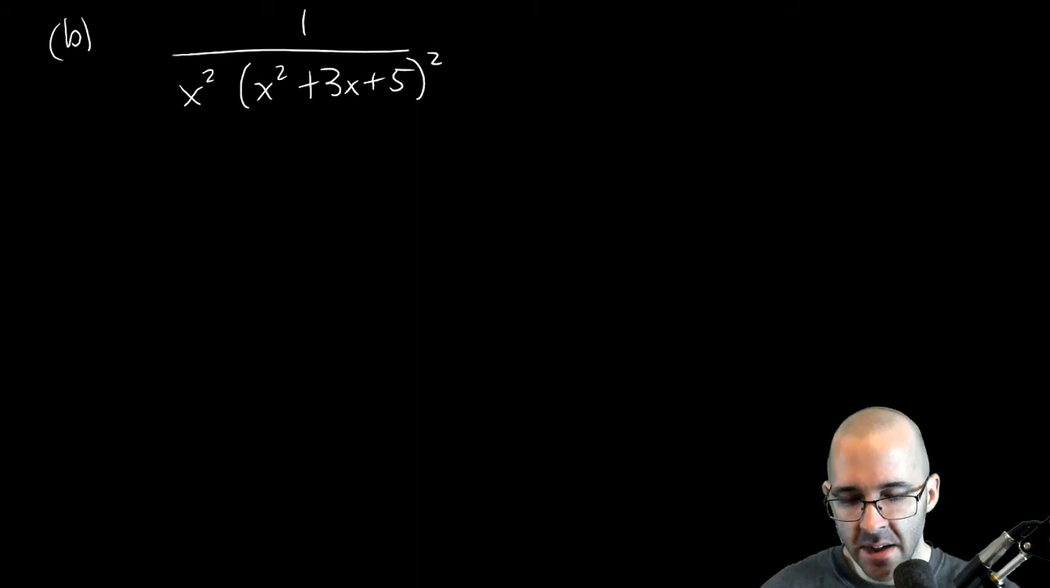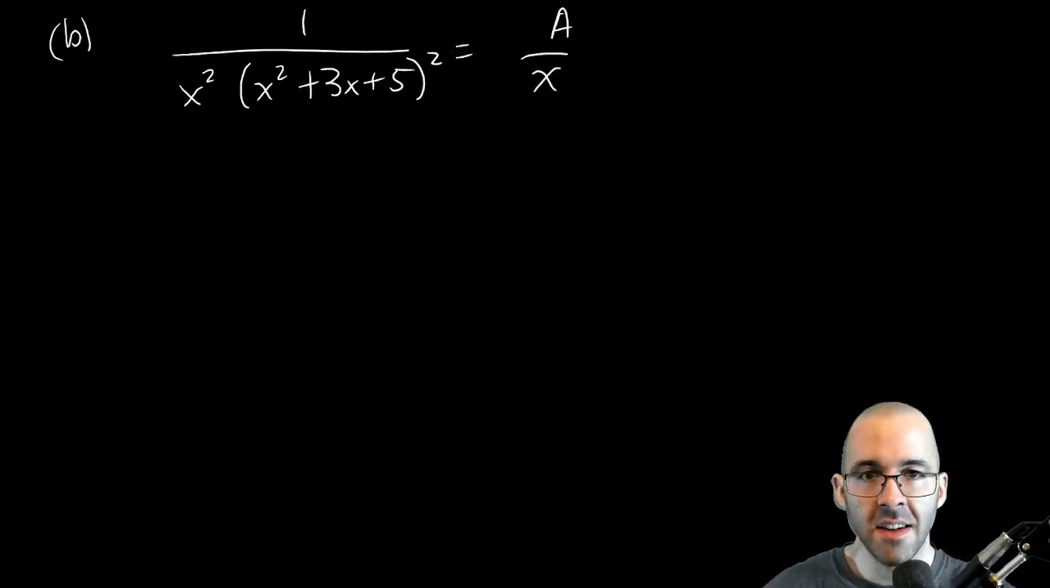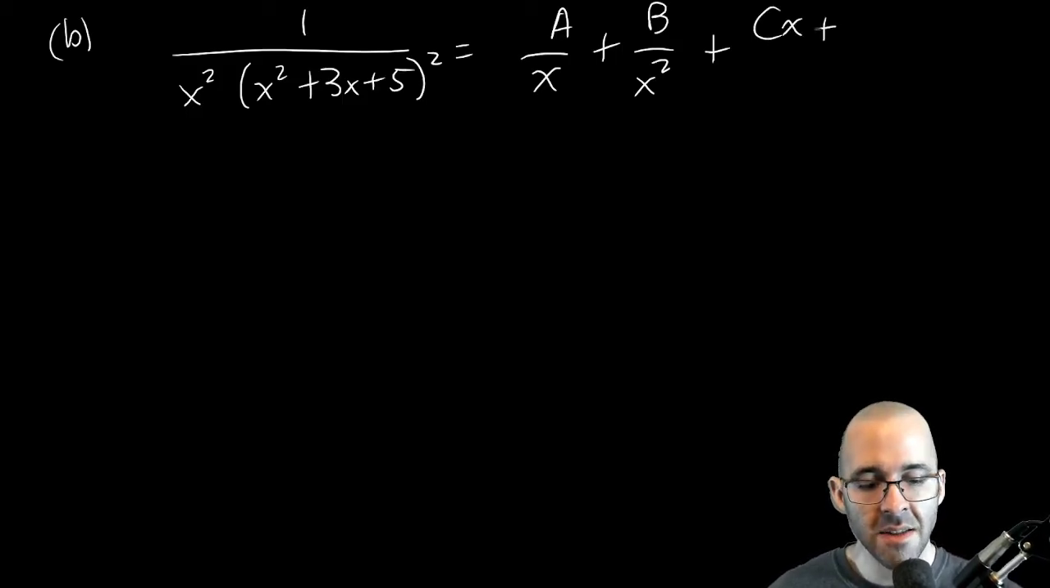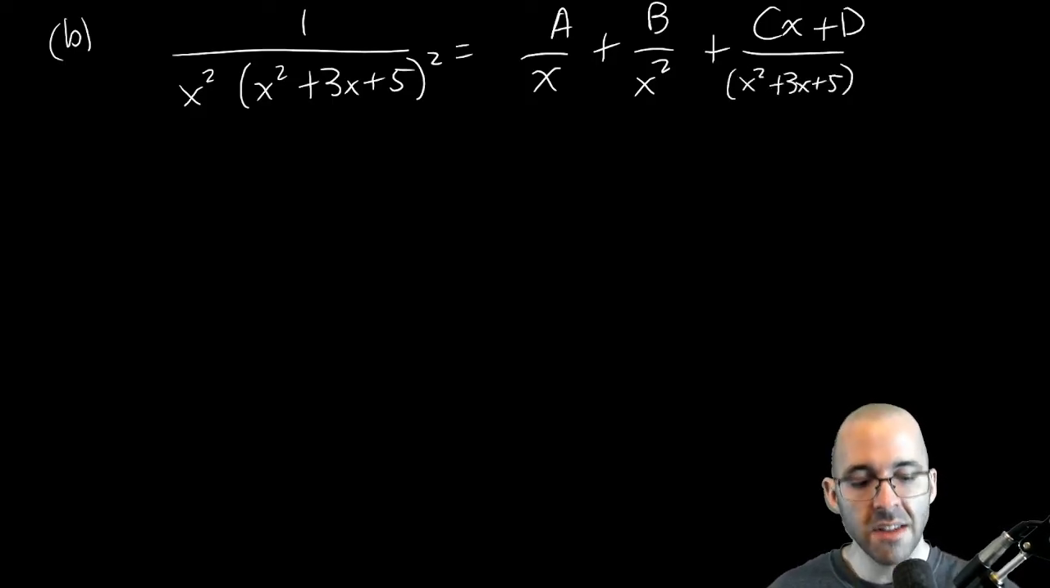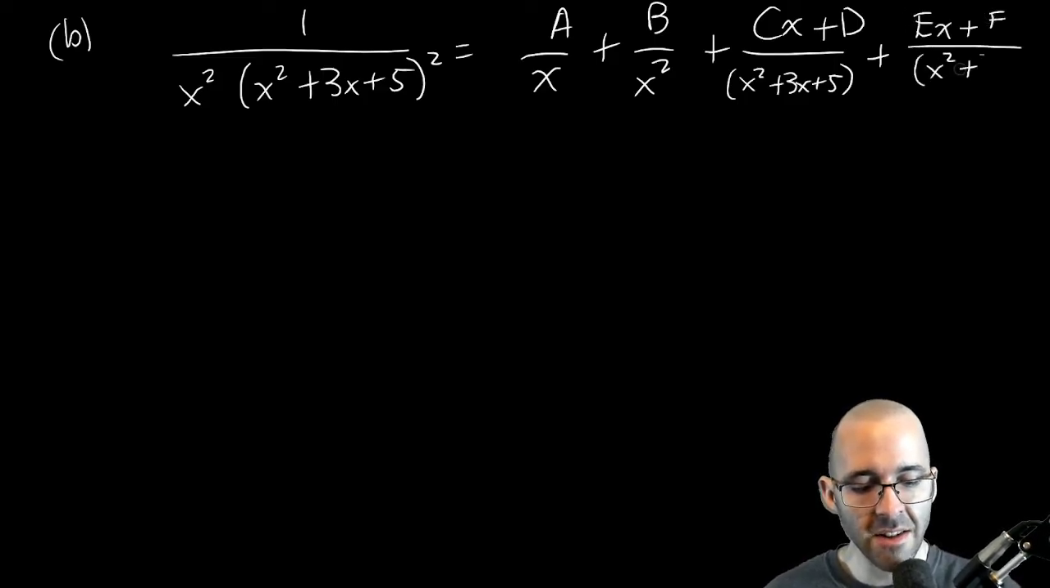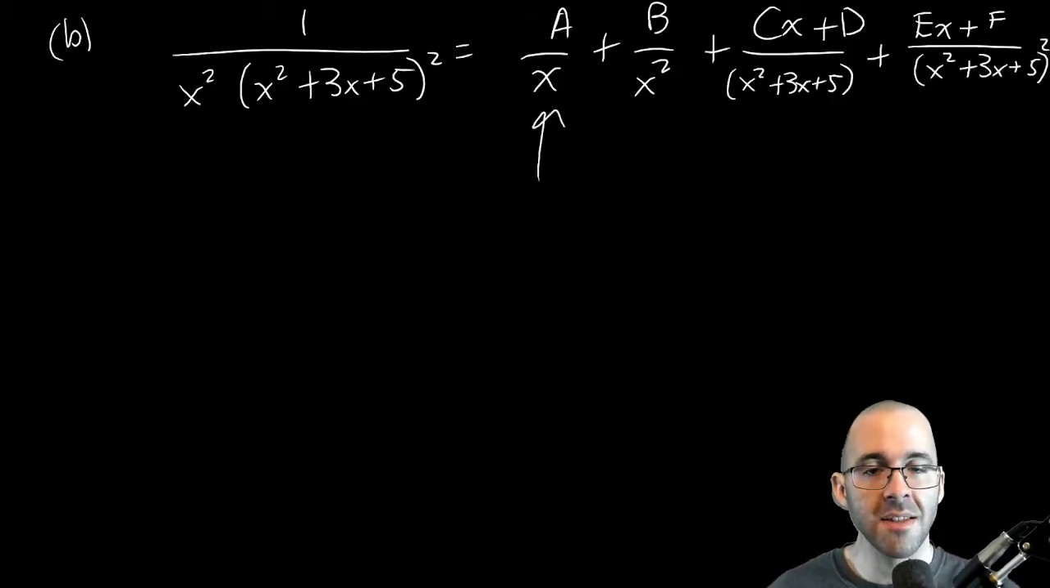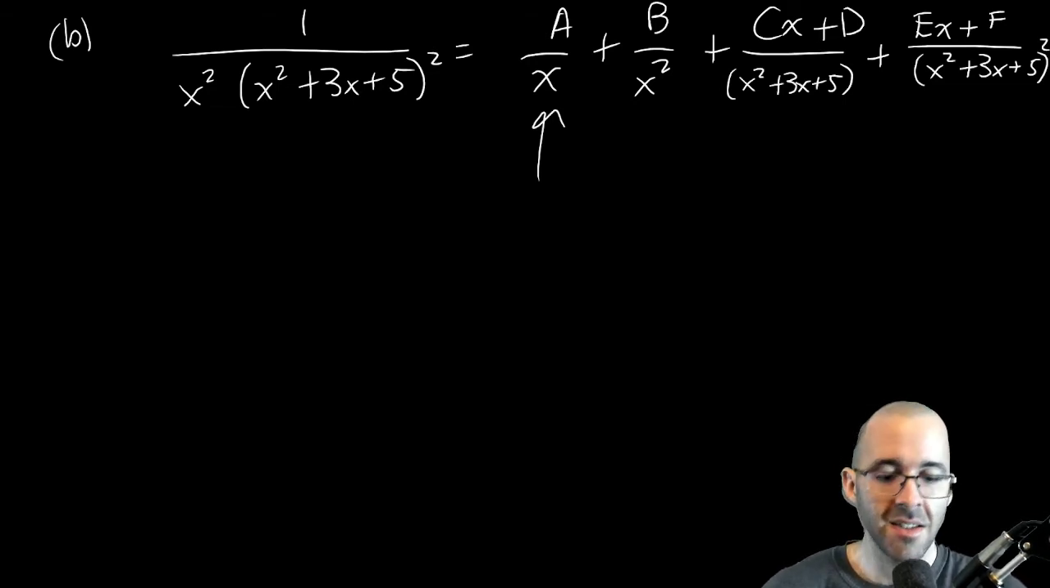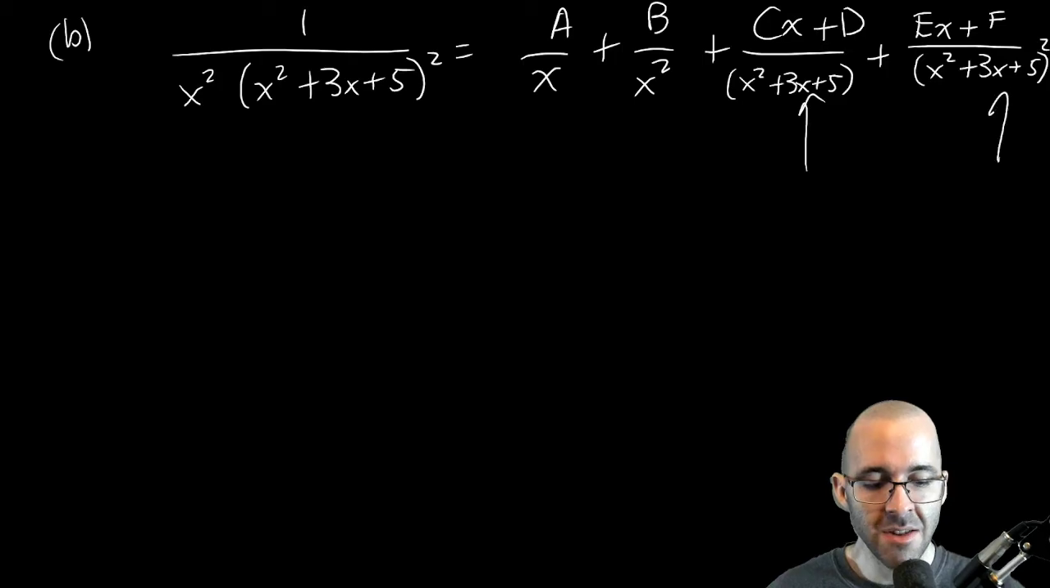Okay, so this is going to be some constant divided by x, plus some other constant divided by x squared, repeated linear factors. And then we have a repeated quadratic factor. So that'll be cx plus d over x squared plus 3x plus 5, plus another linear factor divided by that quadratic factor squared. Repeated linear factor means do it twice, or 3 times if it were x cubed. Repeated quadratic factor means do it twice, or 3 times if it were cubed.